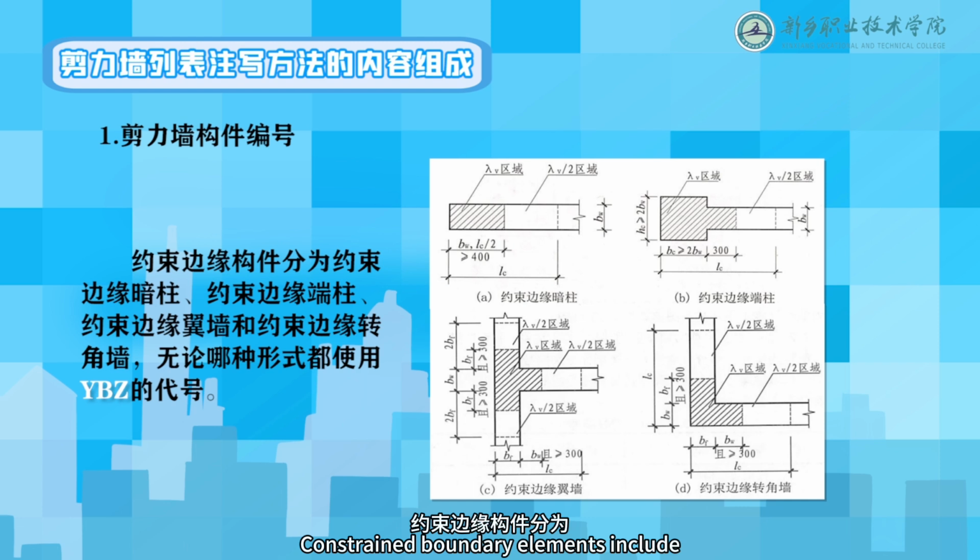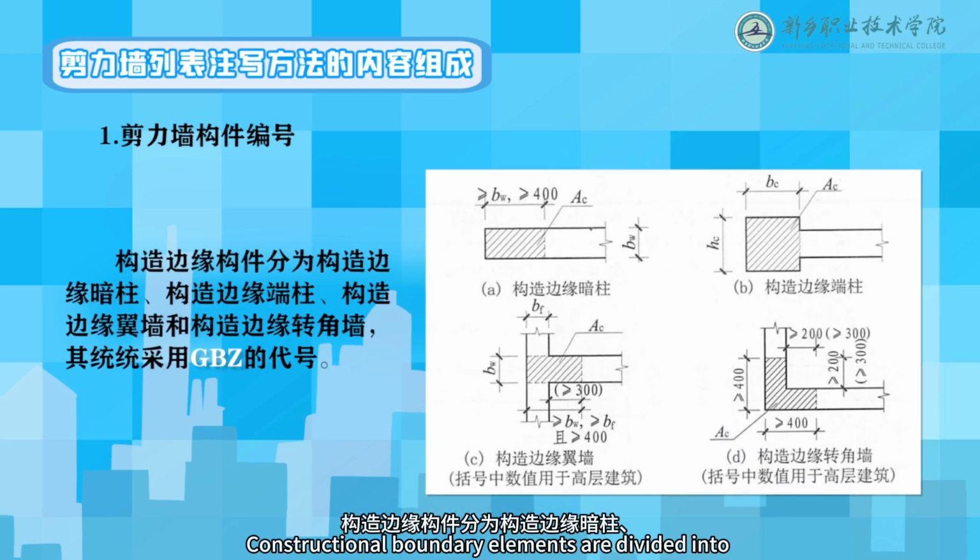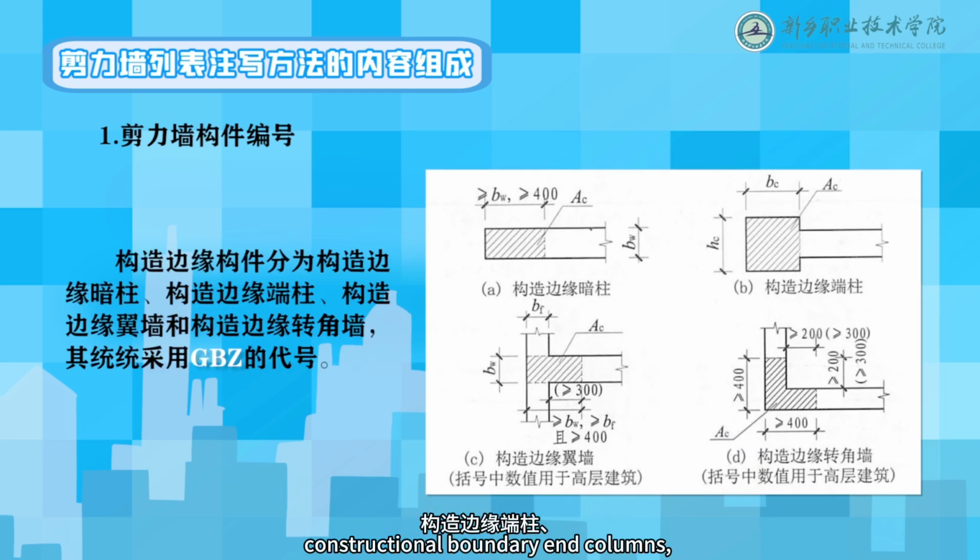Constrained boundary elements include constrained boundary hidden columns, constrained boundary end columns, constrained boundary wing walls, and constrained boundary corner walls, all using the code YBZ. Constructional boundary elements are divided into constructional boundary hidden columns, constructional boundary end columns, constructional boundary wing walls, and constructional boundary corner walls, all using the code GBZ.